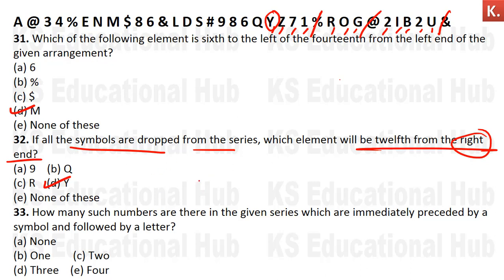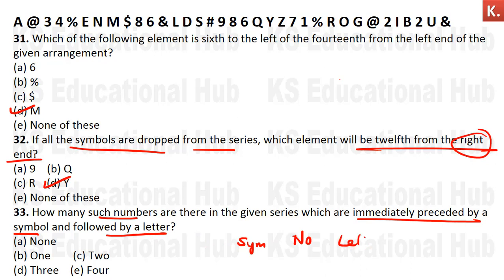Okay, let me clear this so that we can solve the next question as well. The next one is, how many such numbers are there in the given series which are immediately preceded by a symbol and followed by a letter? So we have to take the numbers which are immediately preceded by a symbol and followed by a letter.